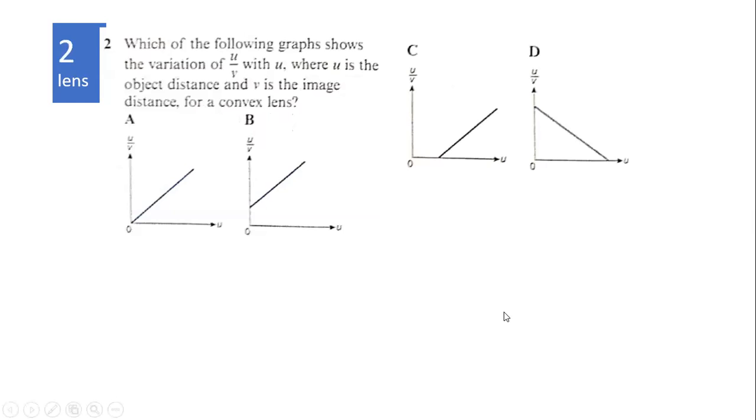Number 2. Which of the following graph shows a variation of U or V with U, where U is the object distance and V is the image distance for the convex lens? What's the answer?